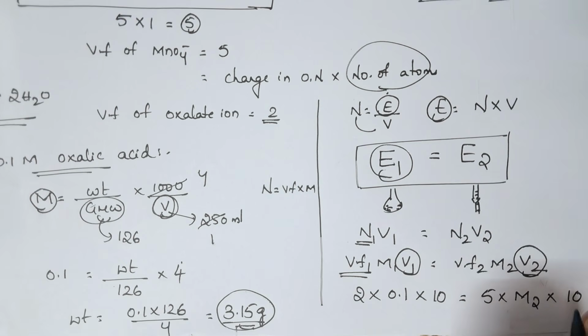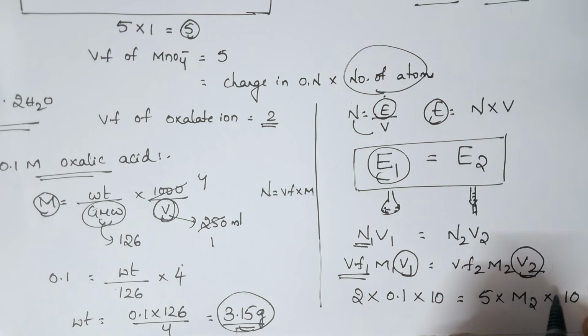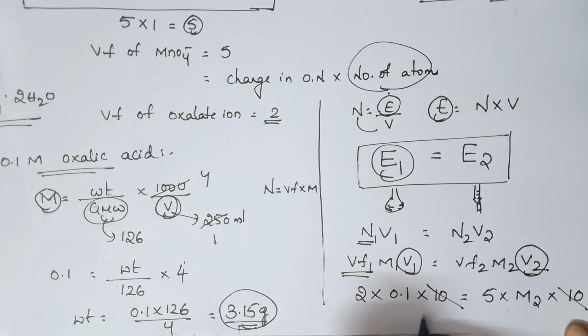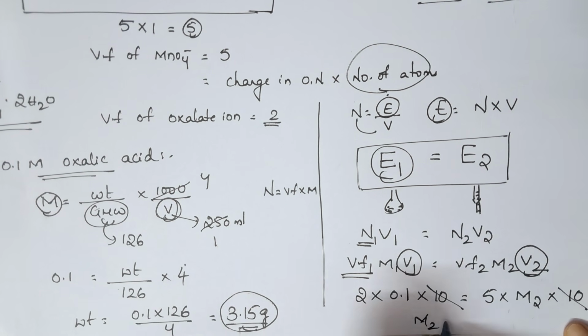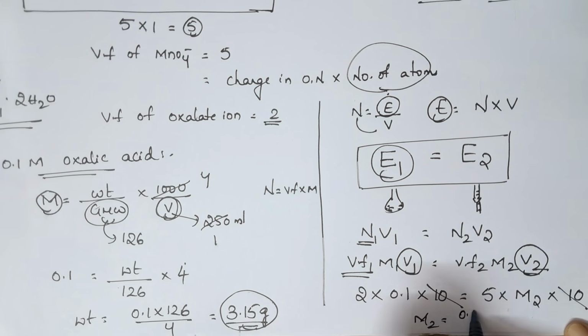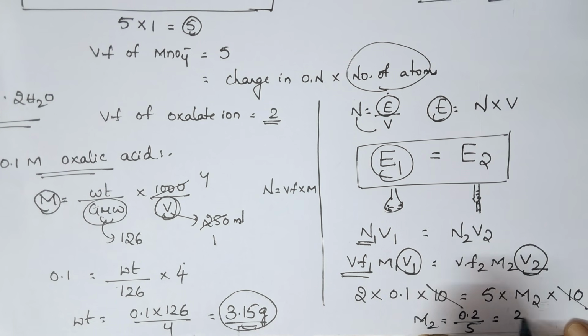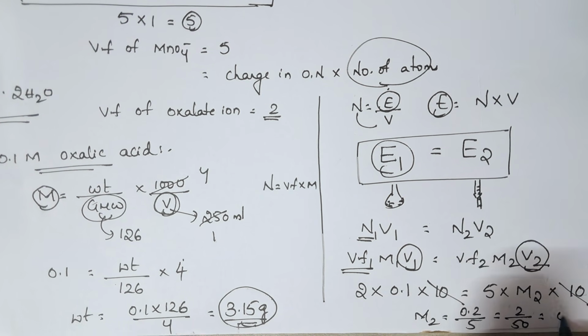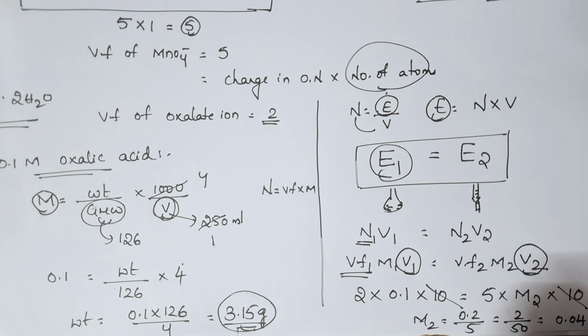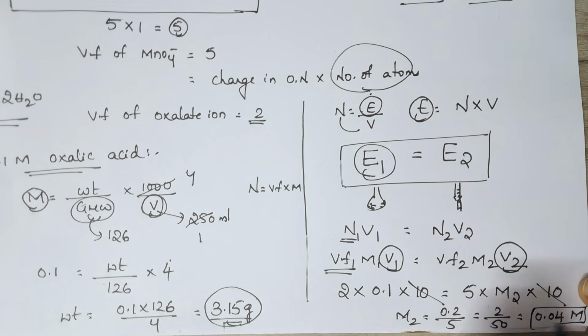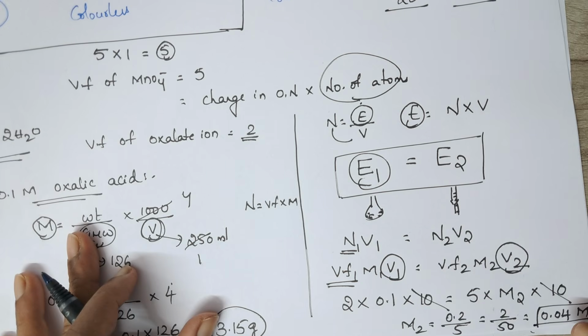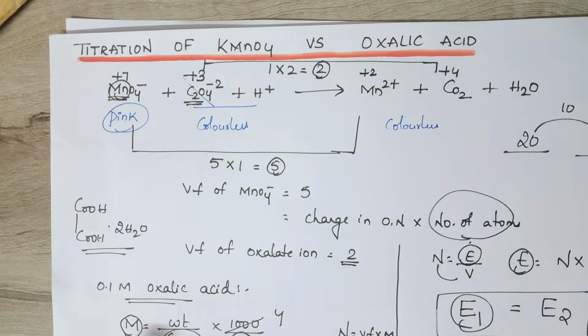Whatever value you get, substitute it, then this 10 cancels, and you will get M2 equal to 0.1 into 2, 0.2 by 5, that is 2 by 50, which is equal to 0.04 M. The unit of molarity is capital M. This is the value of molarity. So in your question, you found the molarity.